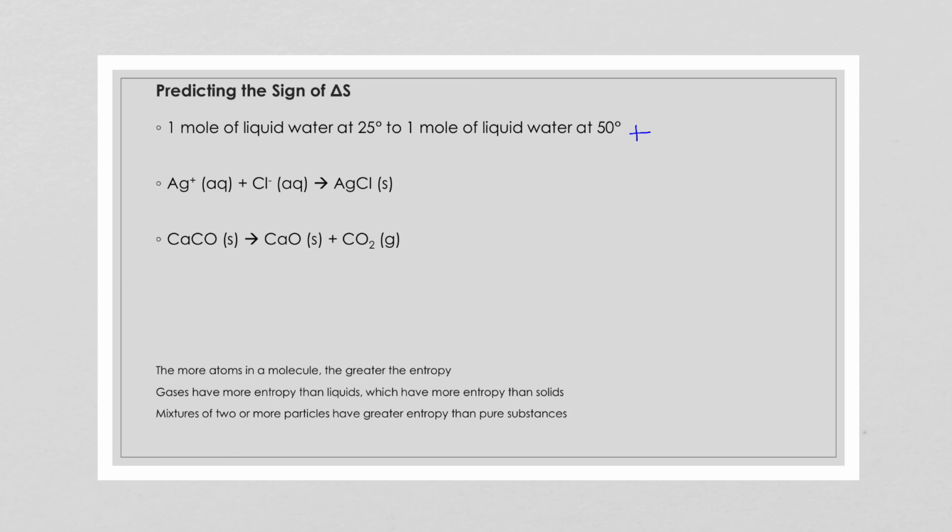For the Ag aqueous and chloride aqueous, we see that we're going from 2 compounds down to 1 compound, so our entropy there is going to be negative. Going from calcium carbonate solid to calcium oxide solid and CO2 gas, not only are we going to 2 different compounds, we're also going from just 1 solid to a solid and a gas, so that would be a positive entropy.